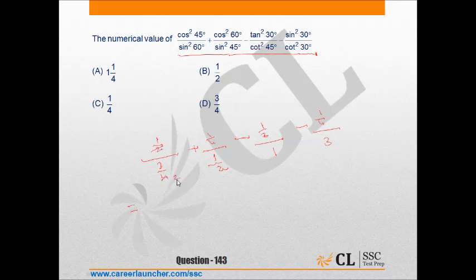So this gives me 2 by 3 plus 1 by 2 minus 1 by 3 minus 1 by 12. The LCM will be 12. So this is 8, this is 6, this is 4, this is minus 1, 8 plus 3 by 4.